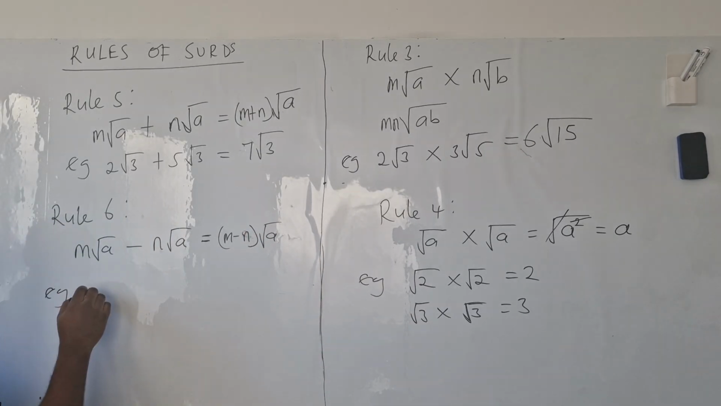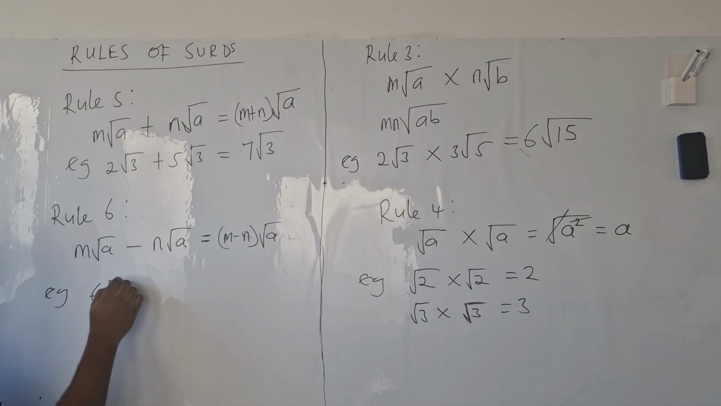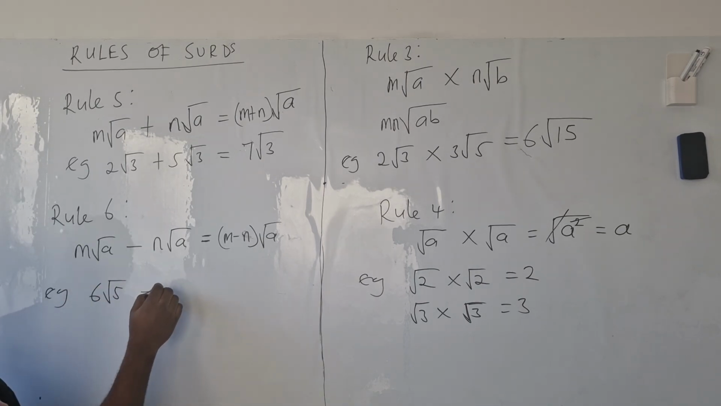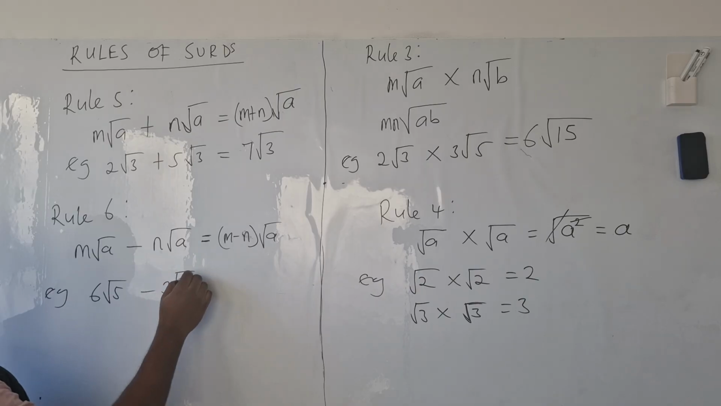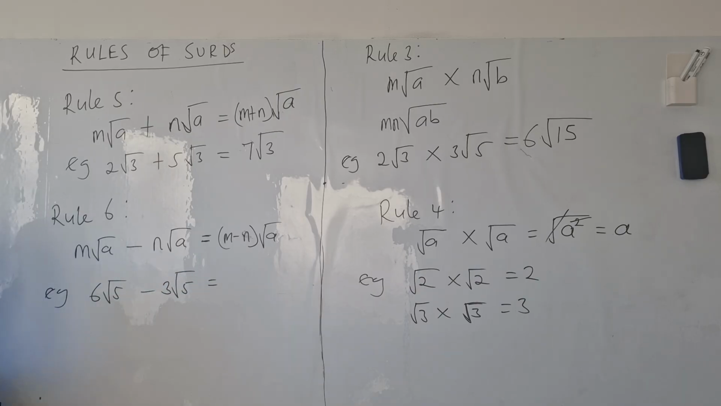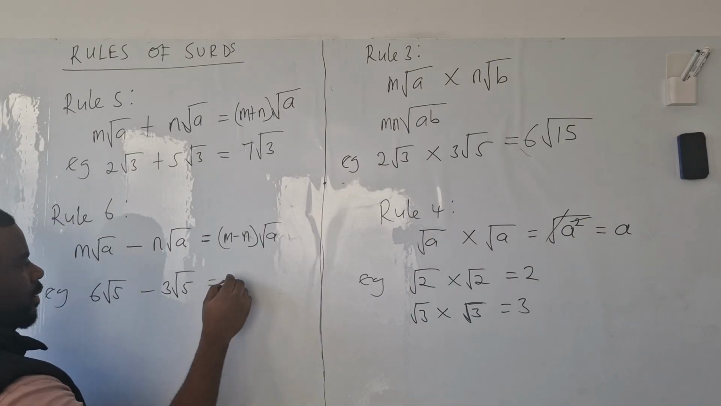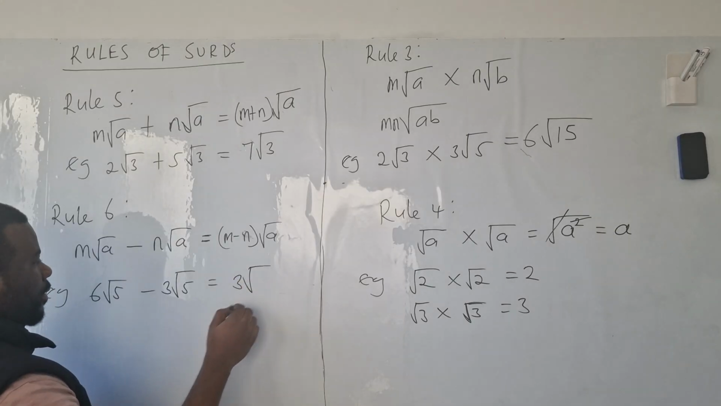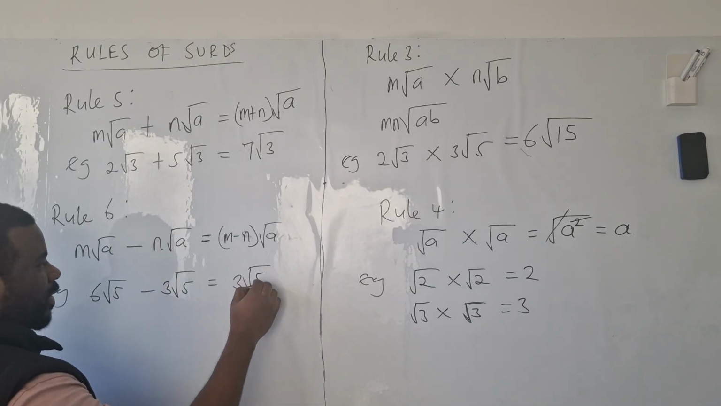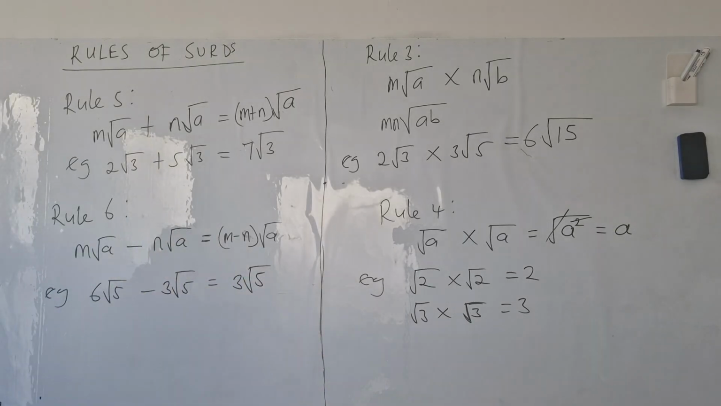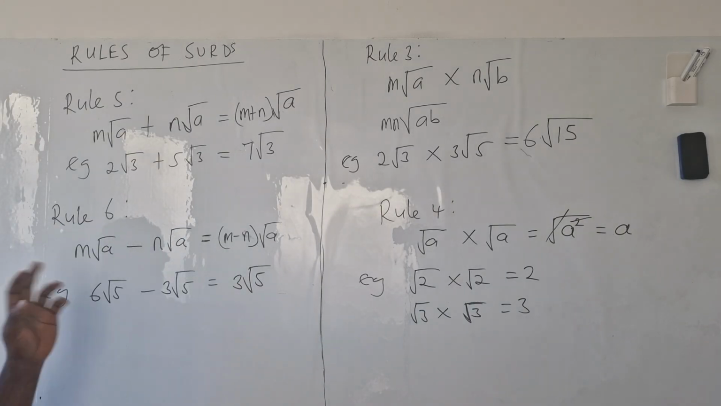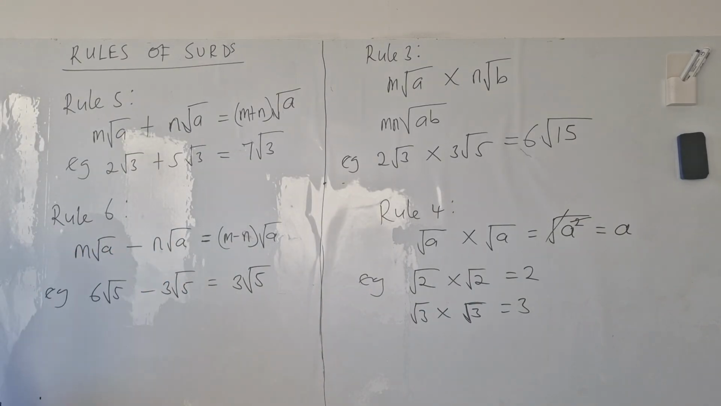Example, 6 root 5 minus 3 root 5. The rule says that subtract coefficients, so 6 minus 3, that will give us 3. Then we pick one of the like surds, that is root 5. So these are the basic rules of surds that we have. With these basic rules, you should be able to solve all surd questions.